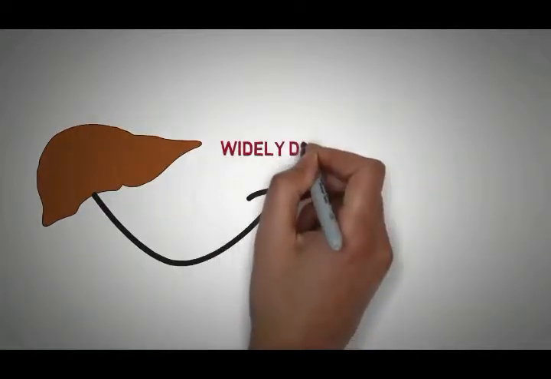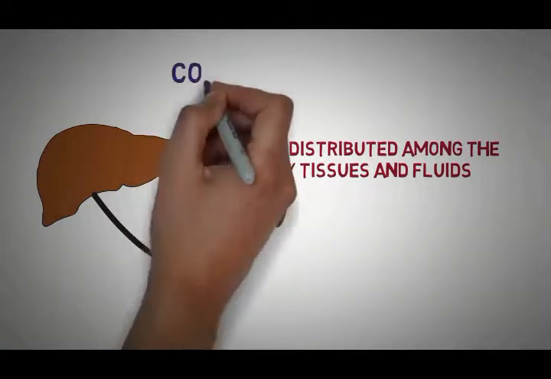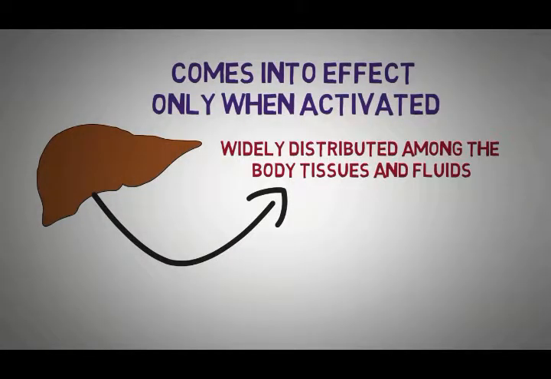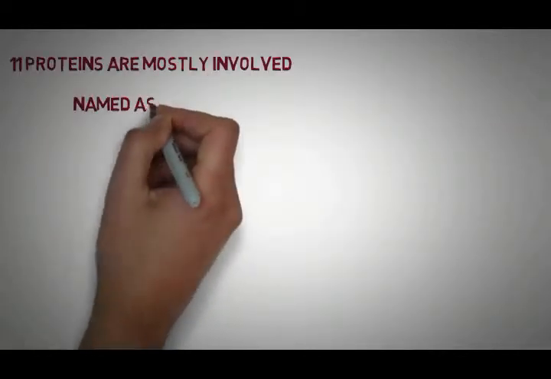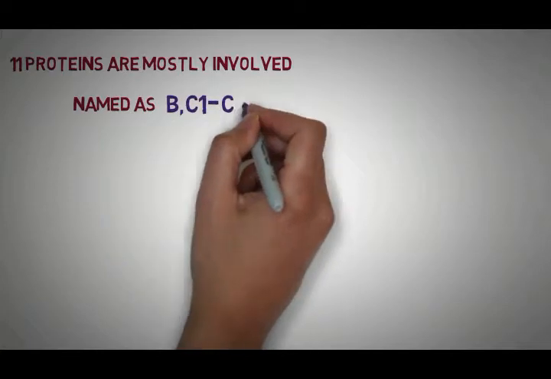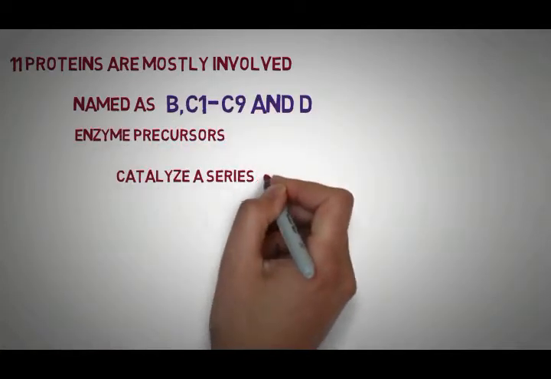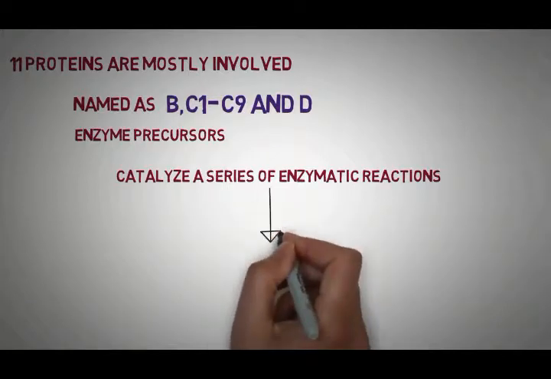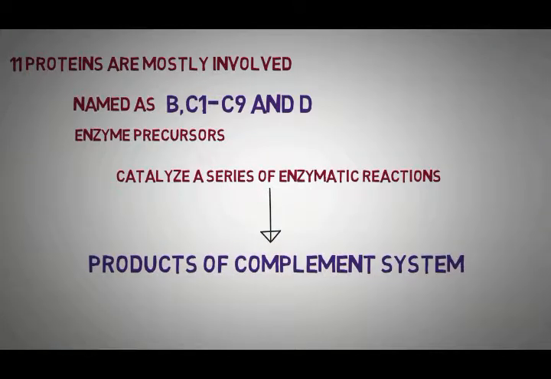The complement system proteins are mainly synthesized in the liver and then widely distributed among the body tissues and the fluids. The complement system comes into effect only when it is activated. Out of the 20 plasma proteins of the complement system, 11 proteins are mostly involved, named as B, C1 to C9 and D. These are mainly enzyme precursors and they catalyze a series of enzymatic reactions that form the final products of the complement system that have various immune effects.